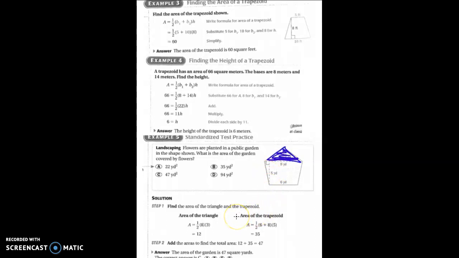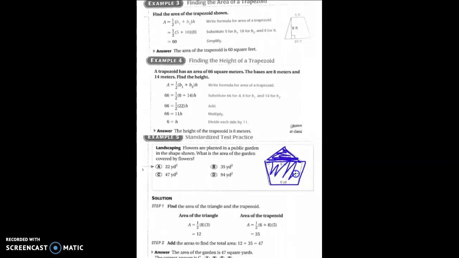And then for the area of the trapezoid, all you have to do is, again, plug things into the formula. You have the first base, which is 6, and then the second base, which is 8, and then the height as 5 right here. So 6 plus 8 is 14. 14 times 5 is 70. 70 times half is 35. And then that will be the area of this right here.